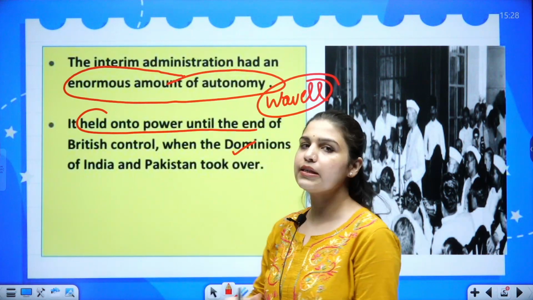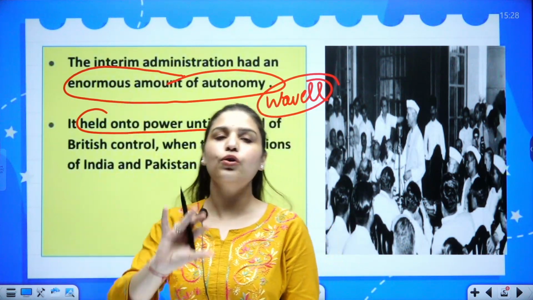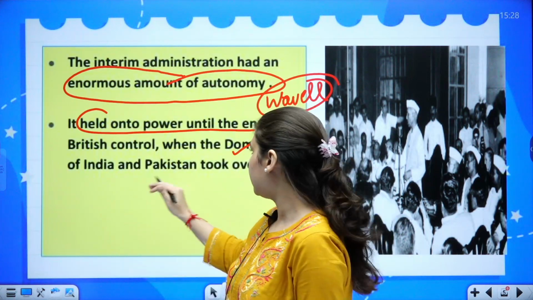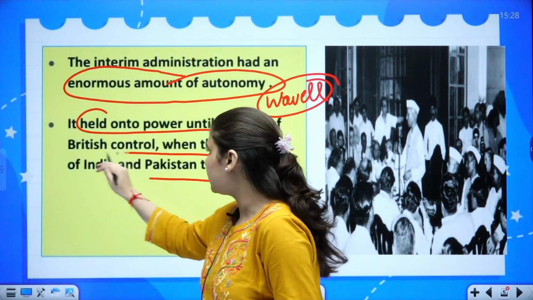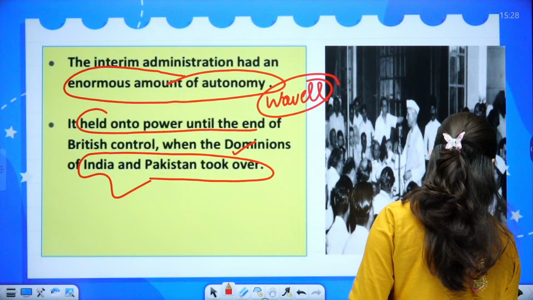With independence came partition, we all know that. So this interim government held on to power until the end of British control, and until the dominions of India and Pakistan took over. So this is a brief overview of the interim government.